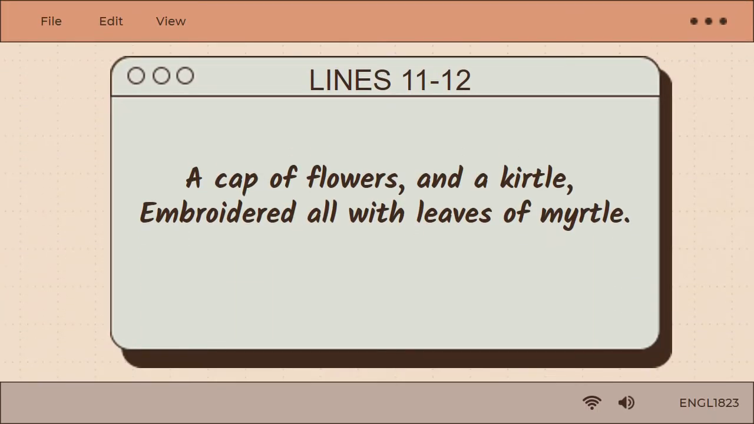Let us now move forward to discuss lines 11 and 12: "A cap of flowers and a kirtle, embroidered all with leaves of myrtle." These lines reveal more promises from the speaker. We're starting to see a trend. The speaker is clearly going to lots of trouble to promise nice things in an effort to persuade the addressee to accept the whole "come live with me and be my love" offer.